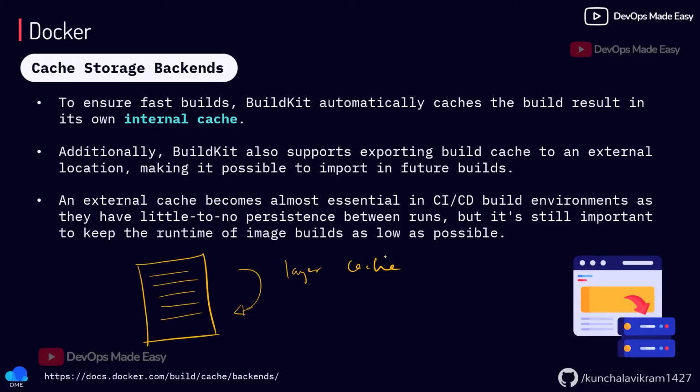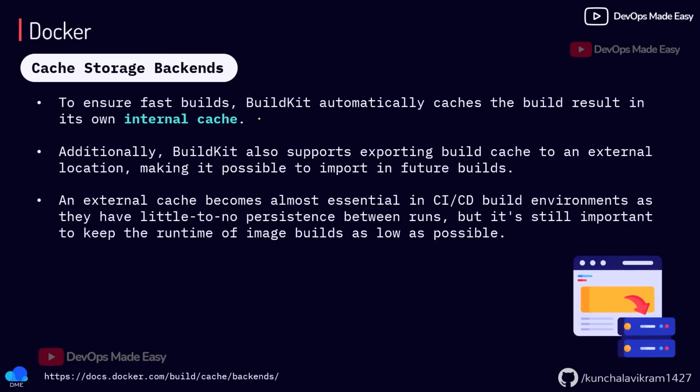So Docker basically uses this build cache. When I talk about Docker, it is a BuildKit daemon, which is responsible for building the Docker images. It uses the internal cache to speed up the builds. Additionally, you can also export this build cache to external storages like S3, or you can use concepts like GitHub Actions cache to speed up the builds.